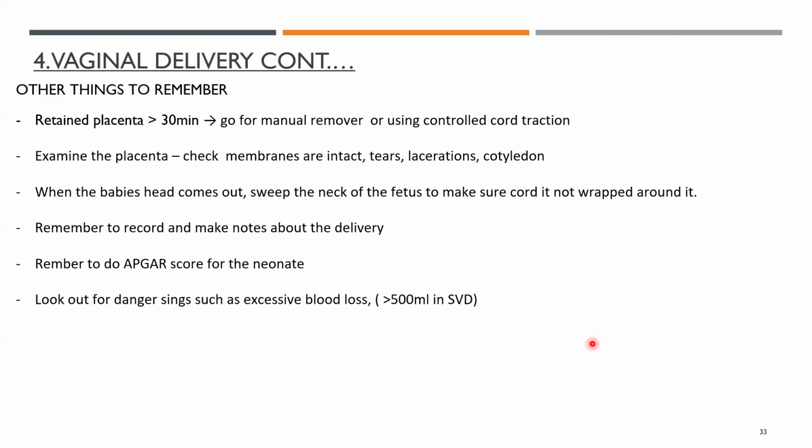And once the baby's head comes out, another thing to do is to sweep the neck to make sure that there's no cord wrapped around it. Remember to record and make notes about your delivery. Remember to do an outcome score on the neonate and look out for any blood loss in a spontaneous vertex delivery. Anything greater than 500 ml is concerning.